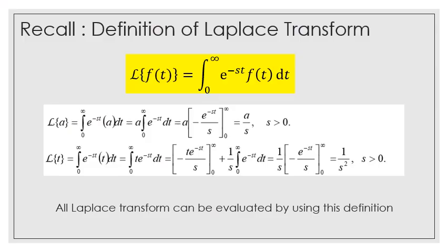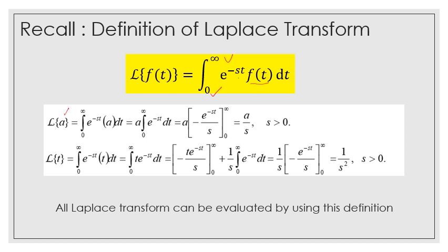In the previous lesson, we learned about the definition of the Laplace transform. So let's recall: the Laplace transform of f(t) is equal to the integration from 0 to infinity of e to the minus st multiplied by that particular function, multiplied by dt. So we have an example.